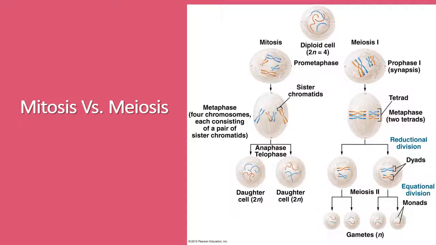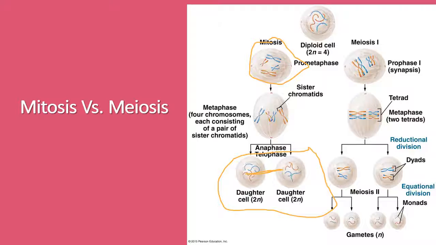So this slide just shows you the difference between mitosis and meiosis. In both cases, you start with a diploid cell. With mitosis, in the end, you end up with 2 daughter diploid cells that are identical to each other and also identical to that parent cell.